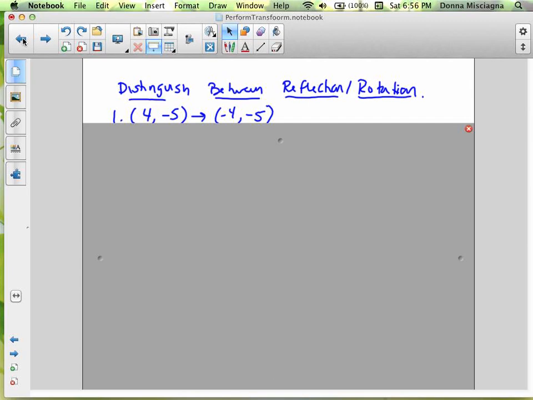So maybe I give you the points and I ask you, what kind of transformation is this? Translation, students are usually fine on. It's reflection and rotation. They get them mixed up, especially if I just give you points.